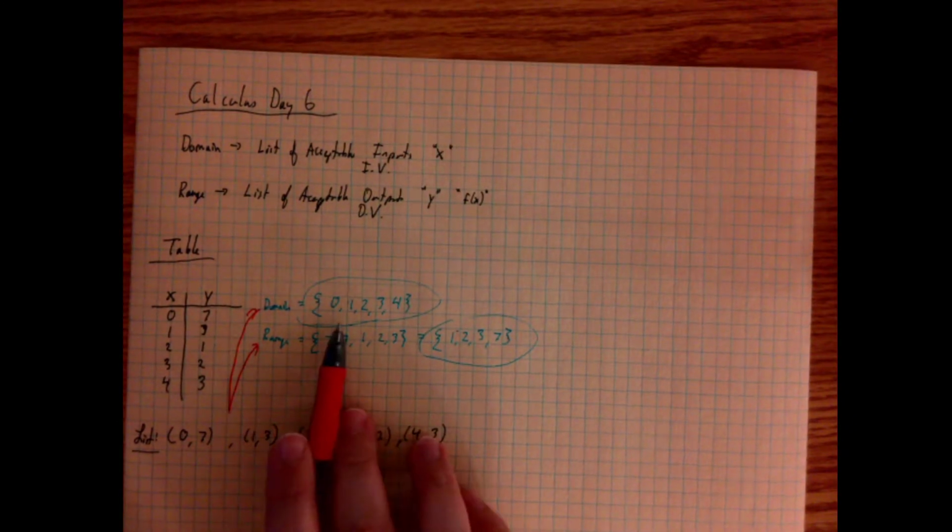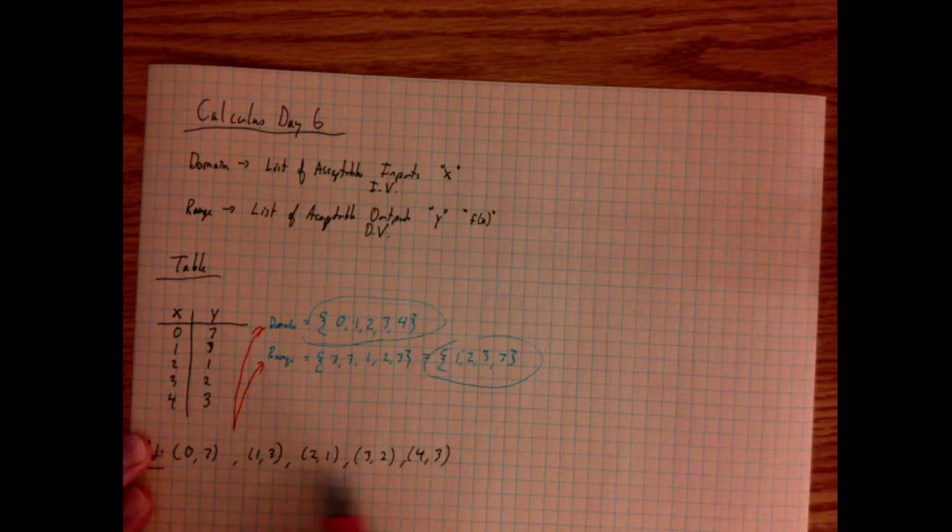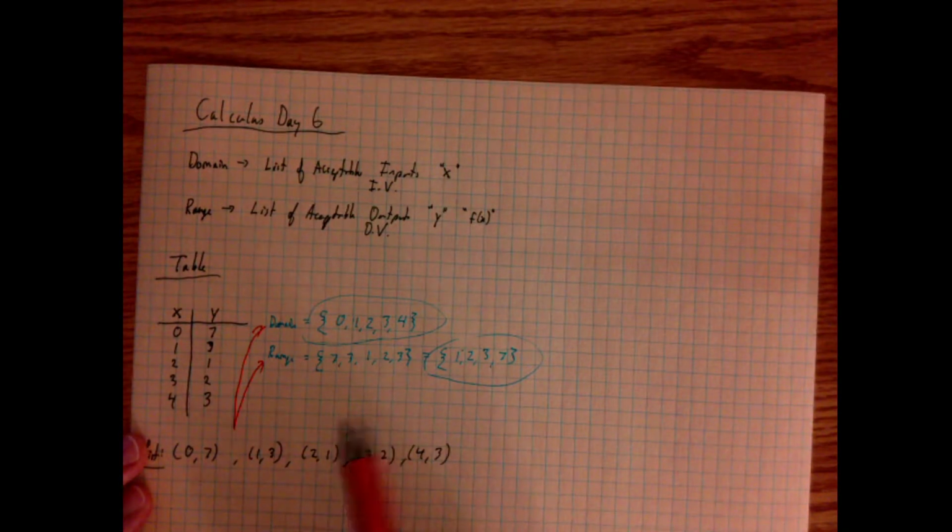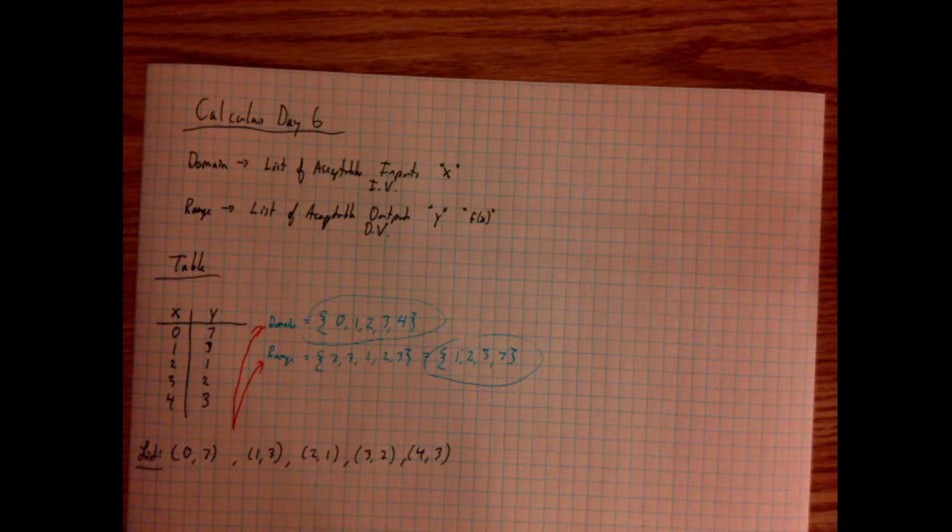Again, the domain lists the acceptable input values, or the first value in each ordered pair, and the range indicates the possible output values, or the second values, in order with no duplicates. So, this is by far the easiest one, and there's none of these in your homework. It's just good to remember that this exists. But let's look at the second and third type.